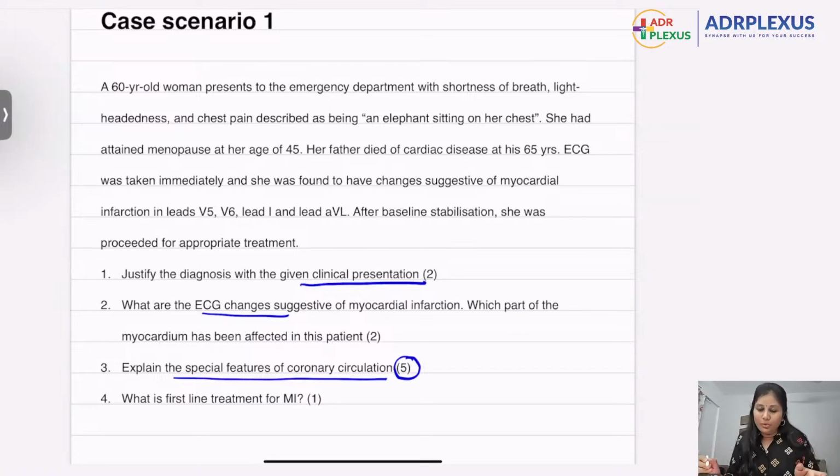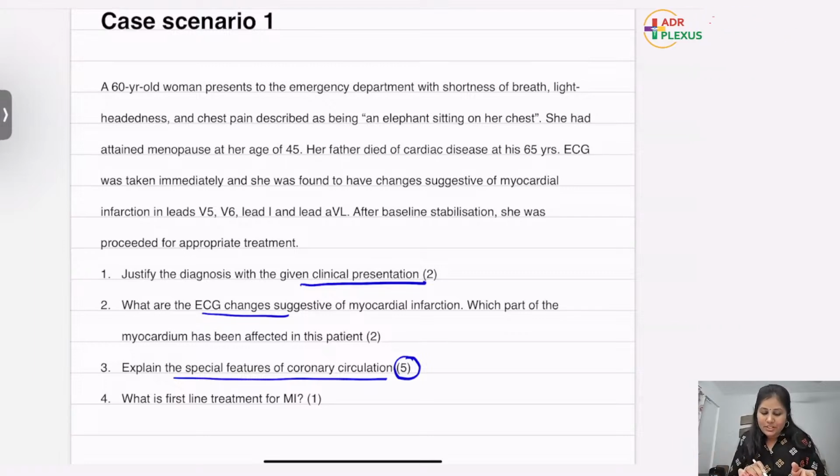We'll see how to decode question by question. So the first question is, justify the diagnosis with the given clinical presentation. Let us go through the clinical presentation now.